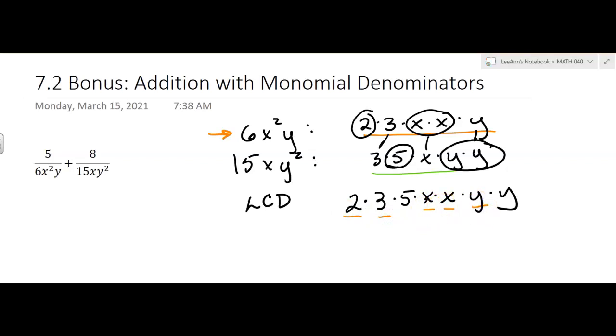Now I also have to be able to find the 15xy squared in there. I've got the 15, I've got the x, and I've got the y squared. See how everything is accounted for. I don't have anything extra. I don't want anything extra because it has to be the least common denominator or lowest common denominator. Okay, least common multiple. They'll use both LCM and LCD, but hopefully that's okay.